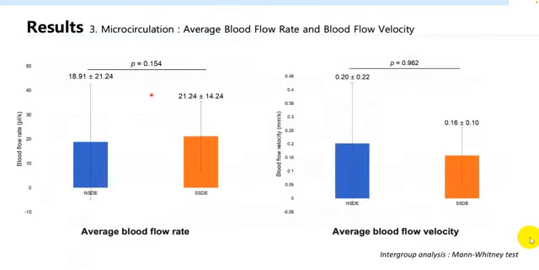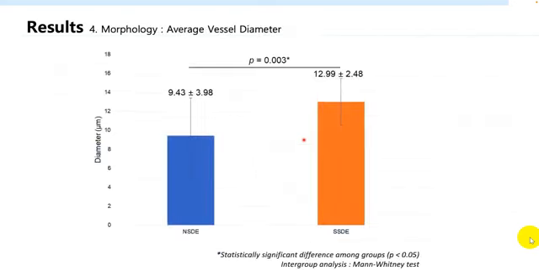Furthermore, no significant differences were observed in both average blood flow rate and velocity, which represent microcirculation, between the two groups. On the other hand, the conjunctival microvasculature of patients with Sjogren syndrome dry eye showed a significant increase in average vessel diameter, indicating morphology, compared to non-Sjogren syndrome dry eye patients.